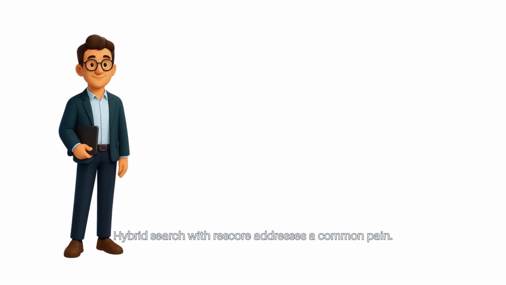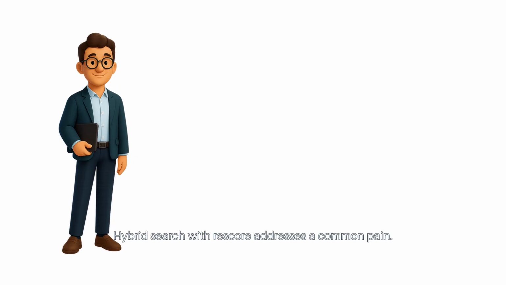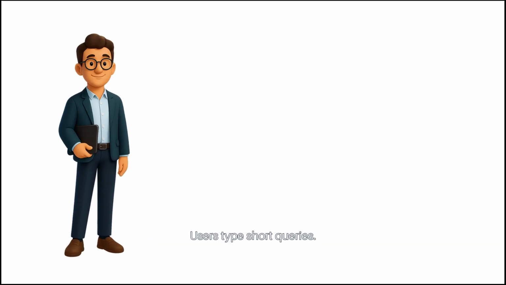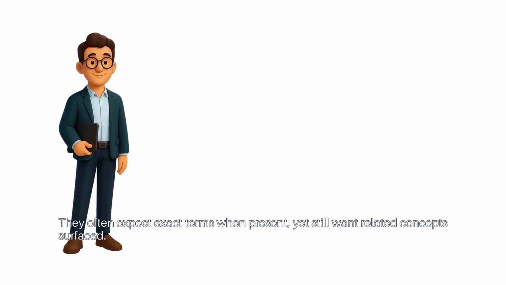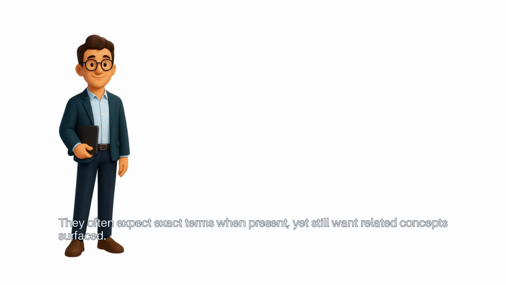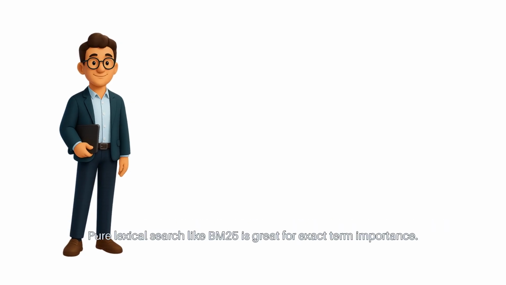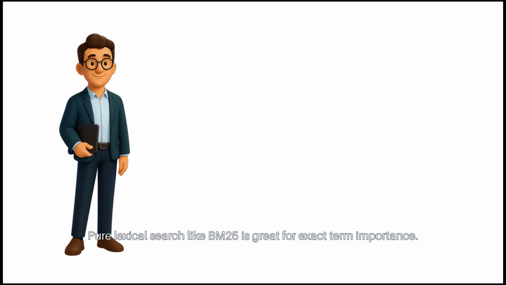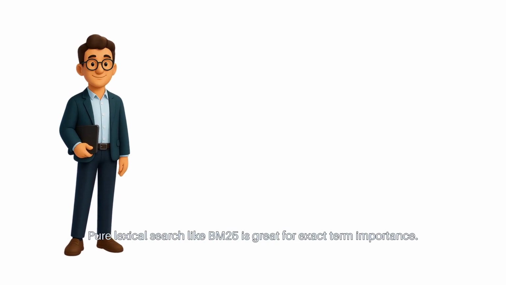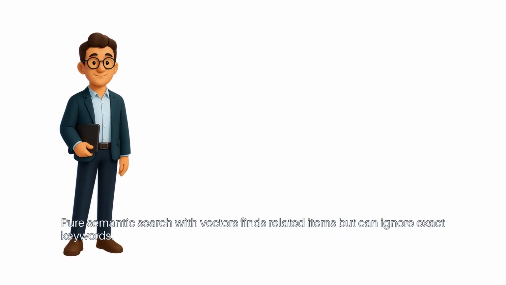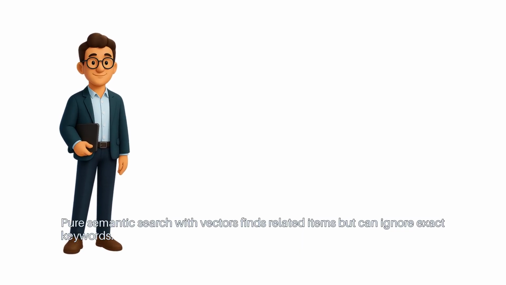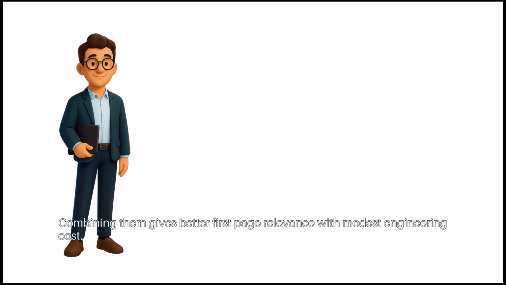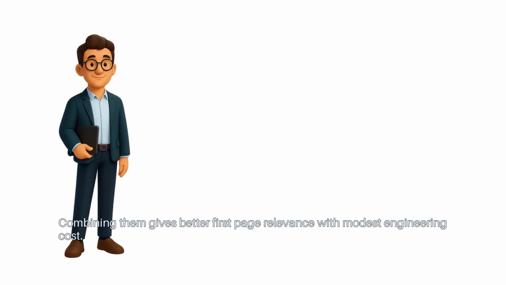Hybrid search with Rescore addresses a common pain. Users type short queries. They often expect exact terms when present, yet still want related concepts surfaced. Pure lexical search like BM25 is great for exact term importance. Pure semantic search with vectors finds related items, but can ignore exact keywords. Combining them gives better first-page relevance with modest engineering cost.